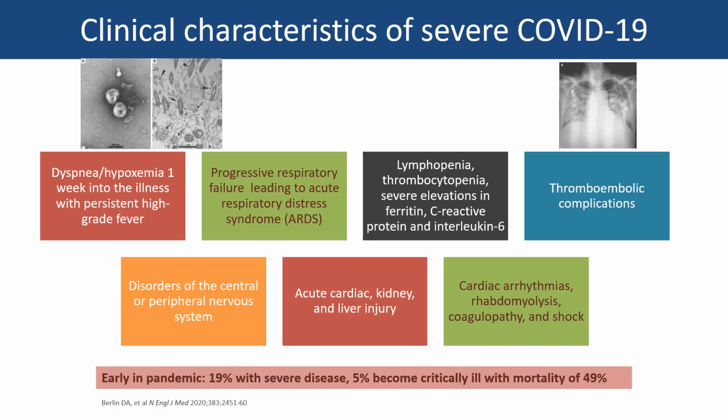Early in the pandemic, 19% of those who acquired the infection got severe disease, with 5% becoming critically ill, with almost half of them dying. With the most recent variants, these numbers have dropped significantly as the manifestations of the viral infection became milder and the immunity in the population and in an individual has become stronger.